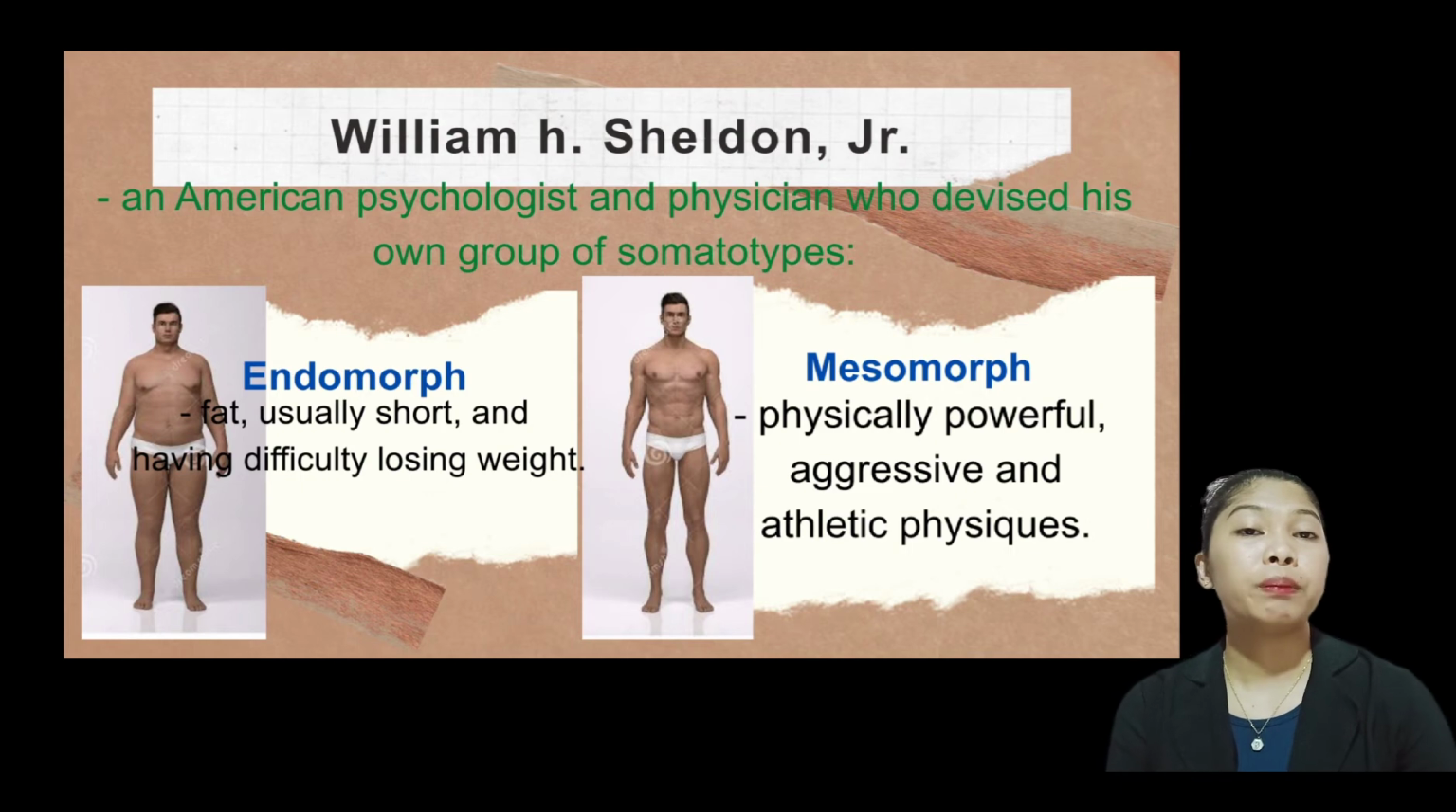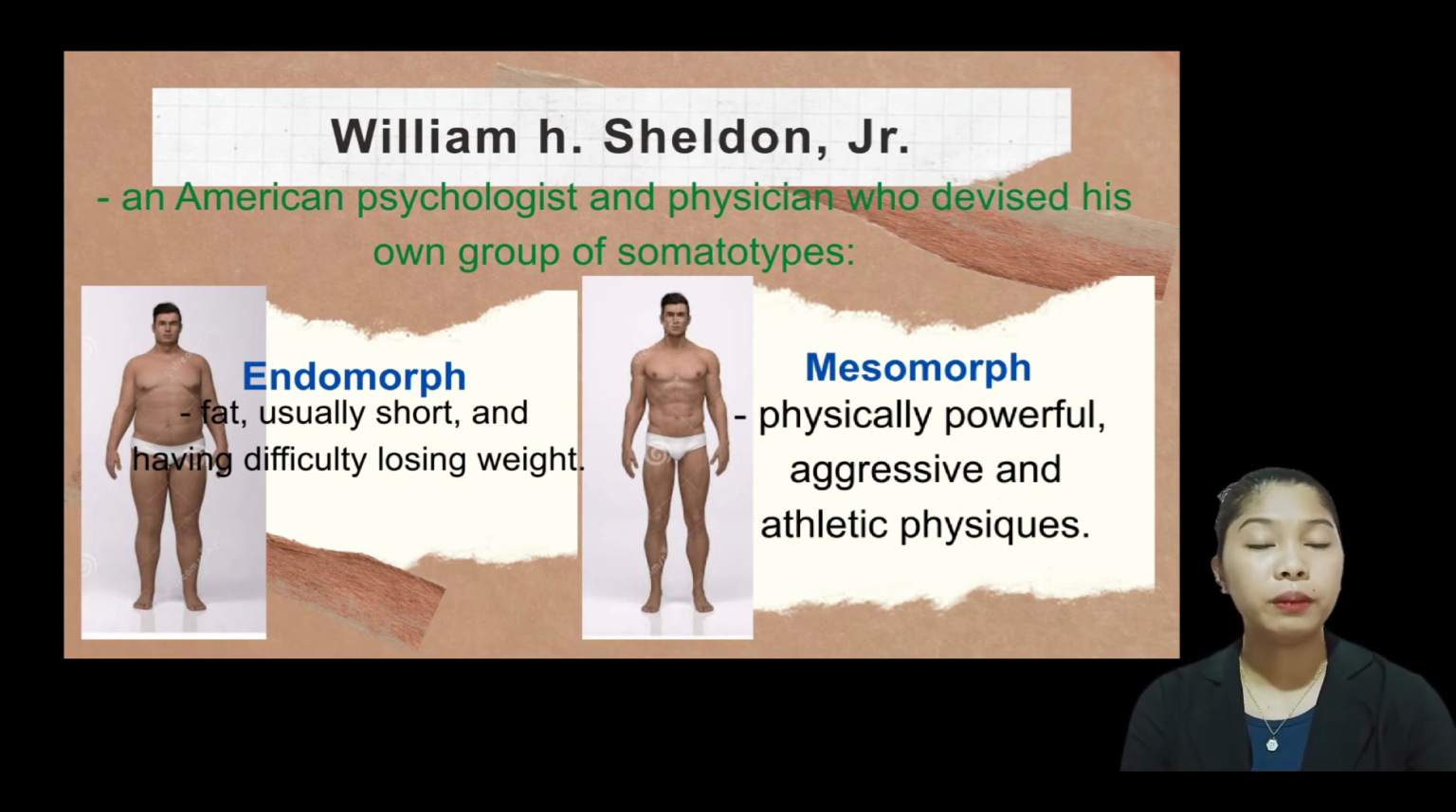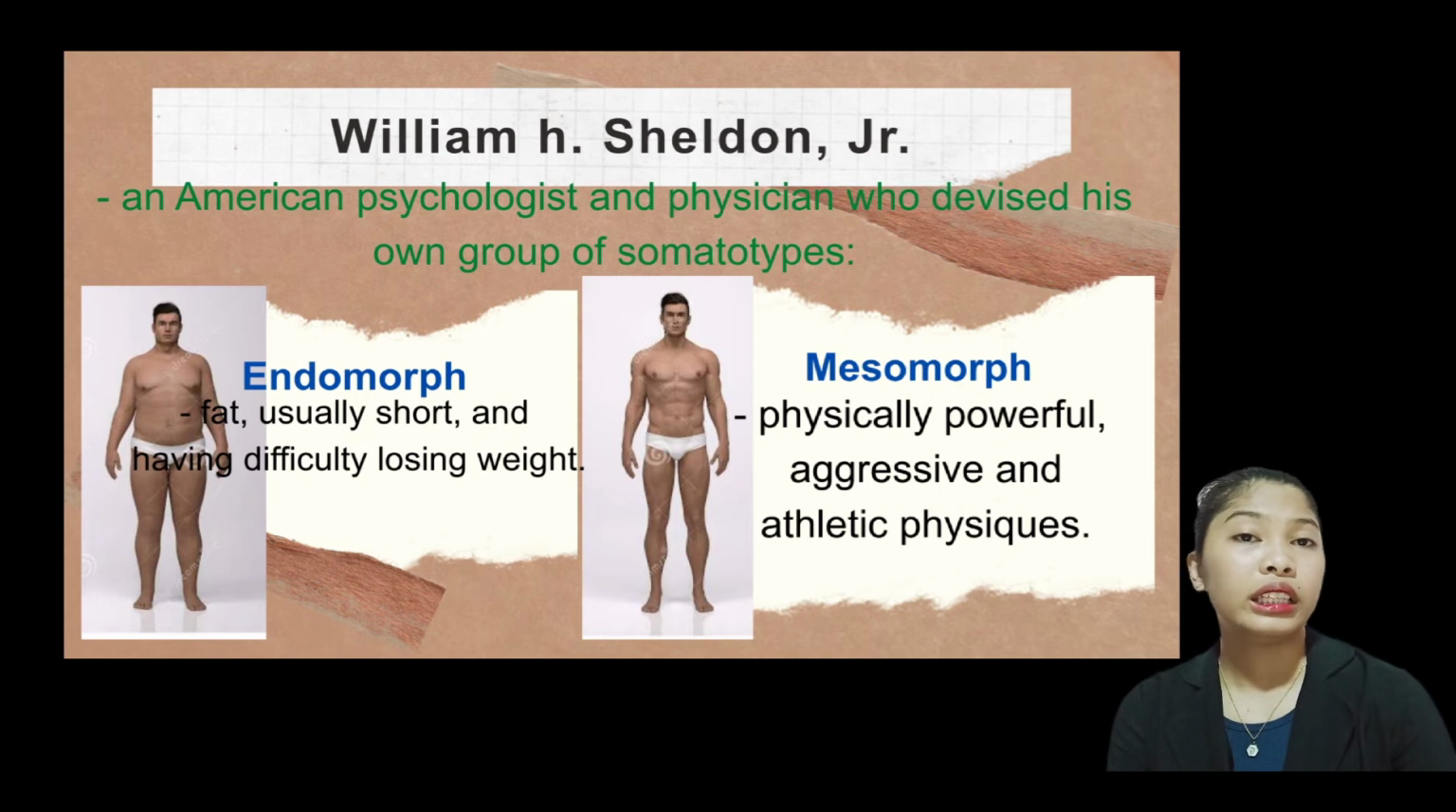Second, the mesomorph person is physically powerful, aggressive, and has an athletic physique, but tends more than others to be involved in illegal behavior, as mentioned by Adler et al., 2010. So that is according to Sheldon. He said the muscle men, they are strong, but easily involved in illegal behavior. Mesomorph is what we call musculado.